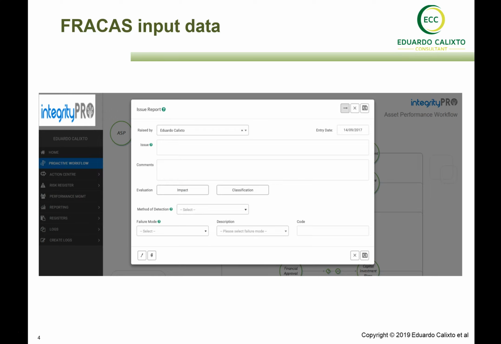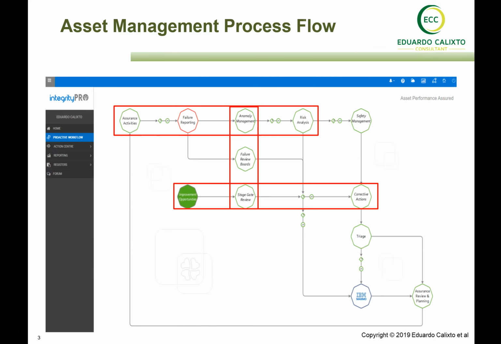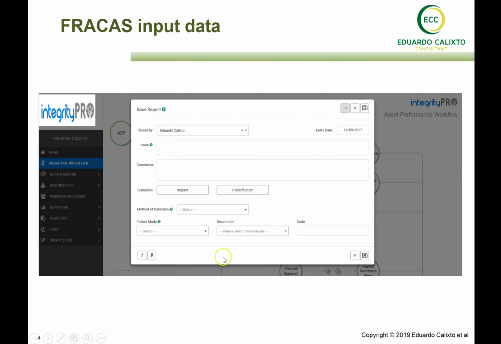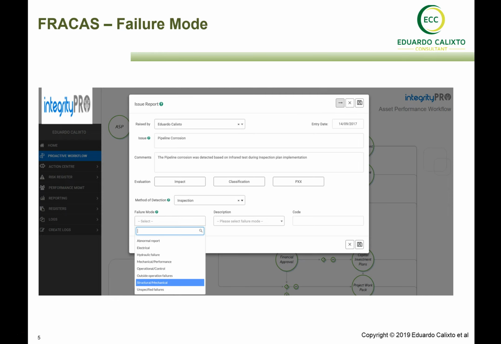Okay, so when you click on this block here, we get the first template of the FRACAS, and we can use a cell phone to do that. You can see that automatically, if a user is logged in to the system, his name and the date come out, and then he will be able to put in the issues and comments. You can realize there are some fields here where the options are already input. That makes it much easier for a technician or operator to input the first failure report in the system.